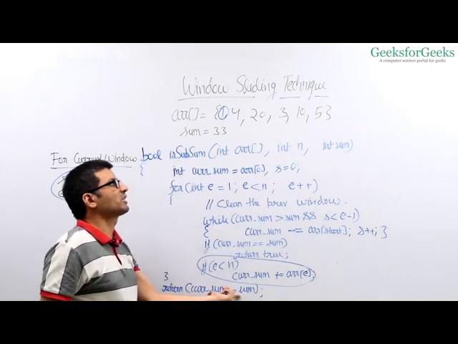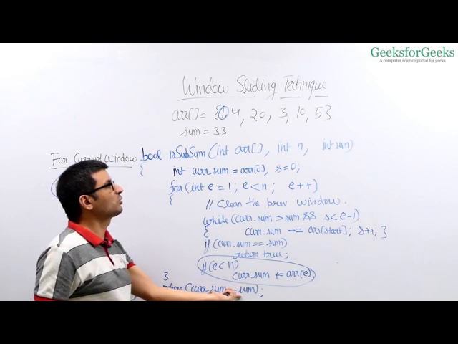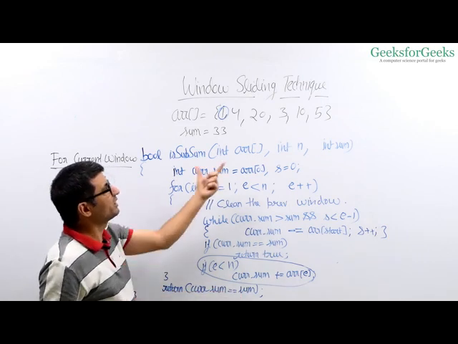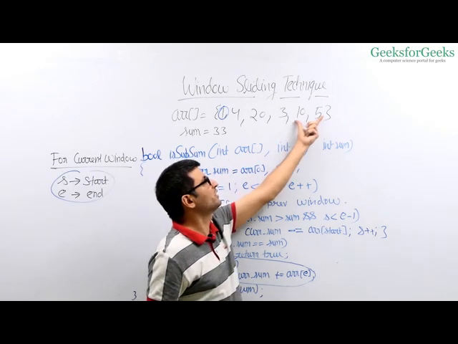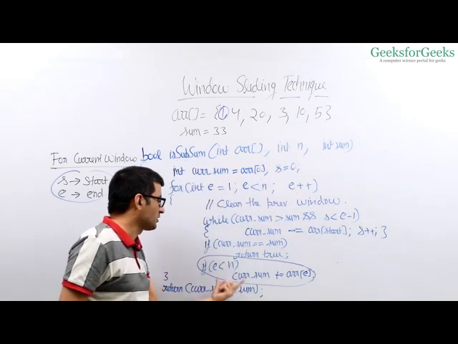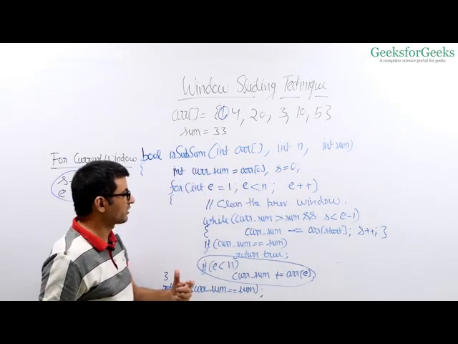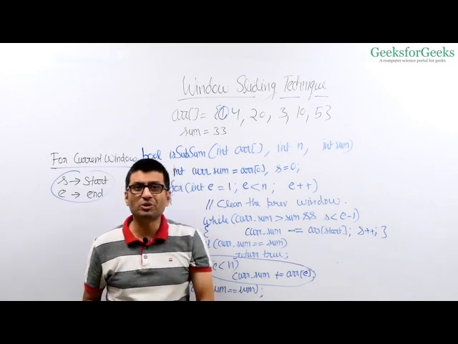At the end, we check if the current sum is equal to the given sum, then we return true, otherwise we do not. Right? So we explicitly check for the last window. Suppose there was 15, then we would check if the last window sum is equal to 15 or not. So this is a big O of n solution.